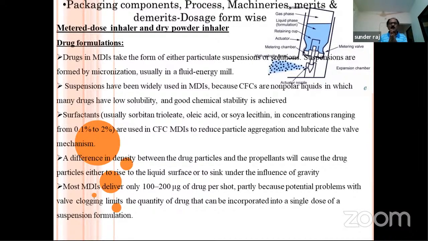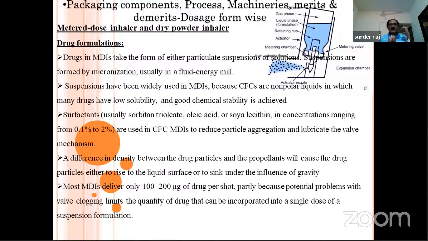Suspensions have been widely used in MDIs, because CFCs are non-polar liquids in which most drugs have low solubility, and good chemical stability is achieved. So in the suspension also, they use a surfactant, because surfactants help the medicament to suspend in the medium. The various surfactants used in MDIs are usually sorbitan trioleate, oleic acid, or soy lecithin in concentrations ranging from 0.1 to 2%. These are all the various components which are used in the formulation of these MDIs.